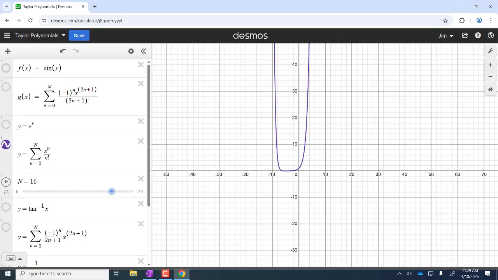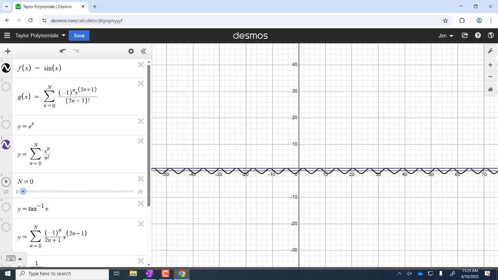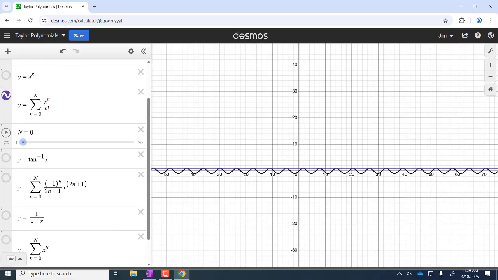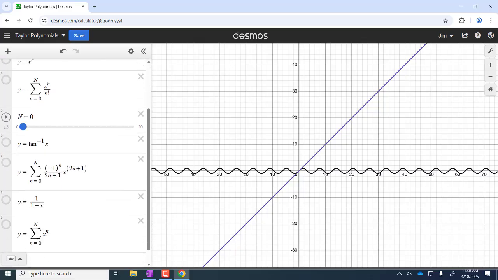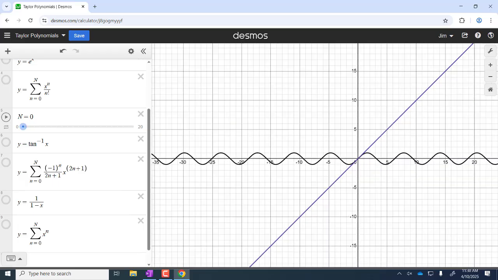Let's try the sine function. So there's the sine function. And let's get back to here. Here is the one I want to use. I don't want to use that one. That one was for E. Okay, so there's the best linear approximation to the sine function.